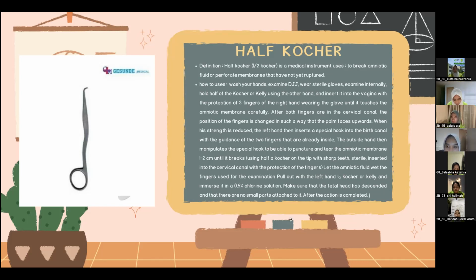After both fingers are in the cervical canal, position the fingers in such a way that the palm faces upwards. When the contraction is reduced, the left hand then inserts a special hook into the birth canal with the guidance of the two fingers that are already inside. The outside hand then manipulates the special hook to perforate and tear the amniotic membrane 1 to 2 cm until it breaks.